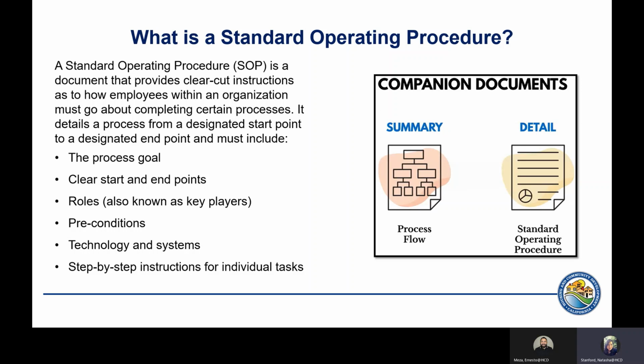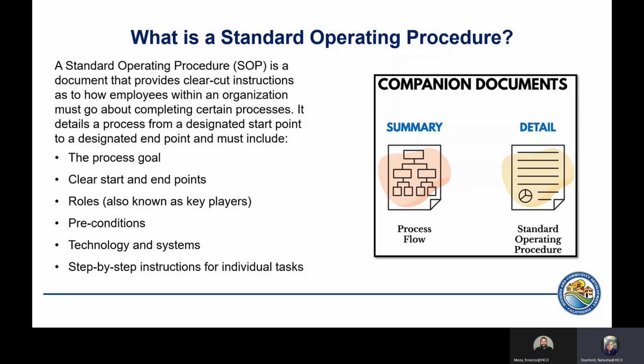So what is a standard operating procedure? Well, a standard operating procedure, also known as an SOP, is a document that provides clear instructions on how employees must go about completing certain processes. It details a process from a designated start point to a designated end point and must include at least the following: the process goal, clear start and end points, roles, also known as key players, preconditions, any technology and systems that are used in the process, and step-by-step instructions.